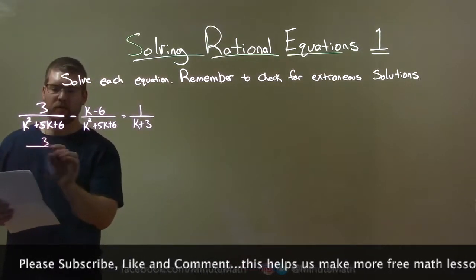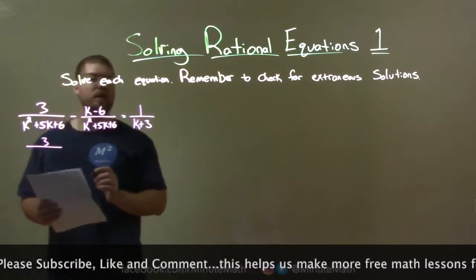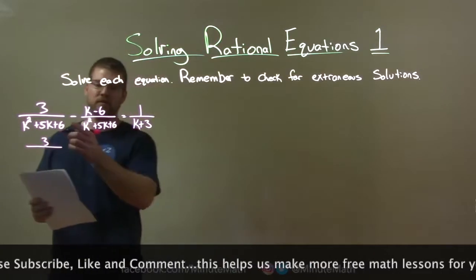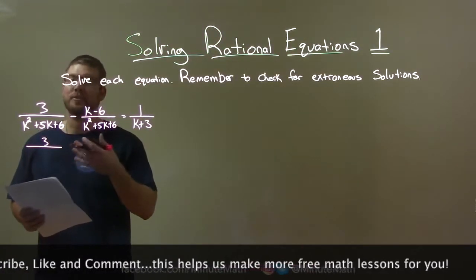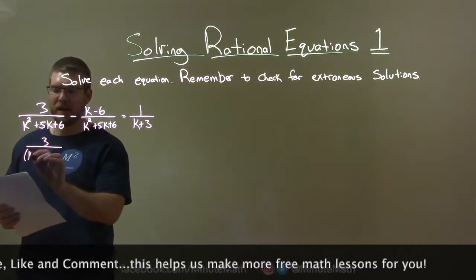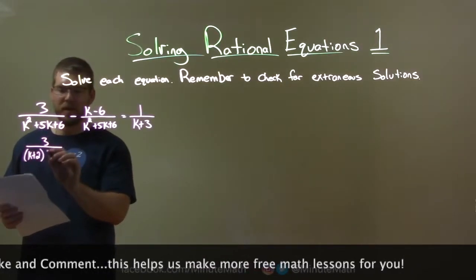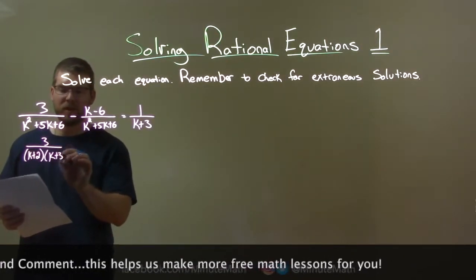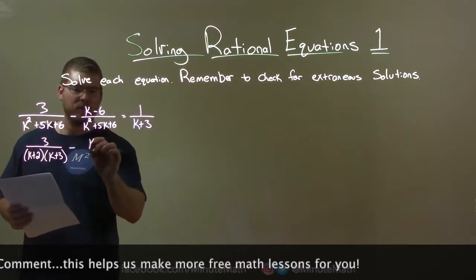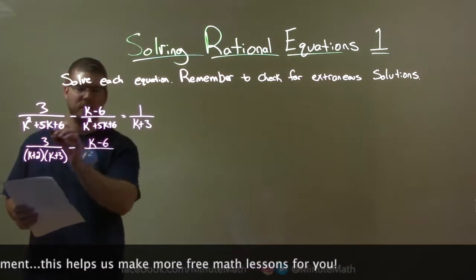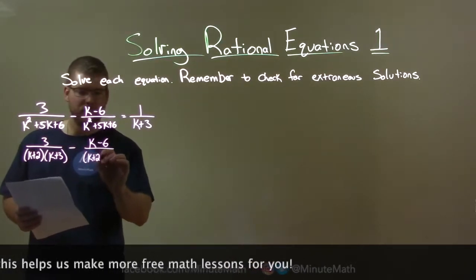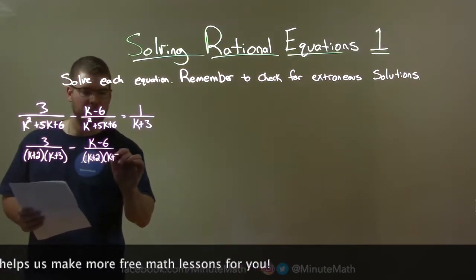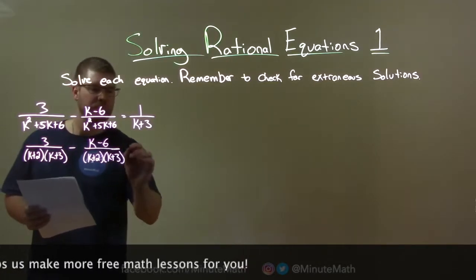We have 3 over, now, k squared plus 5k plus 6. What two numbers multiply to be 6 but add to be 5, and that's 3 and 2. So we have a k plus 2 here, and a k plus 3. Same thing, we have k minus 6 over, same denominator, we can still factor it the same, k plus 2, k plus 3 equals.